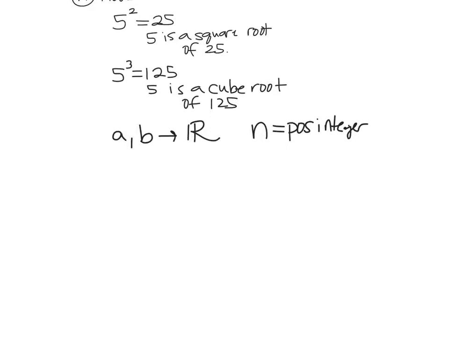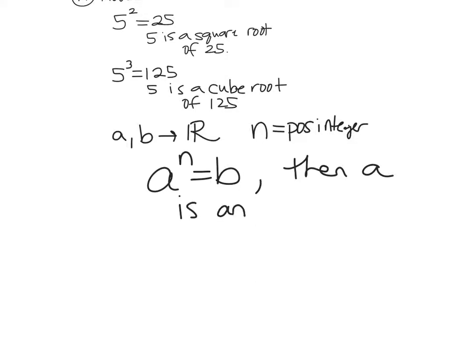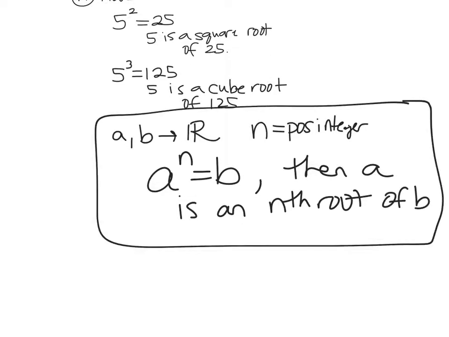All right. We can say that if A to the n equals B, then A is an nth root of B. Sounds kind of funny, huh? Square root, cube root, fourth root, fifth root. A would be an nth root of B. That's by definition. Okay? And we showed it here. 5 squared is 25, so 5 is a square root. 5 cubed is 125, 5 is a cube root of 125, and so on and so forth.